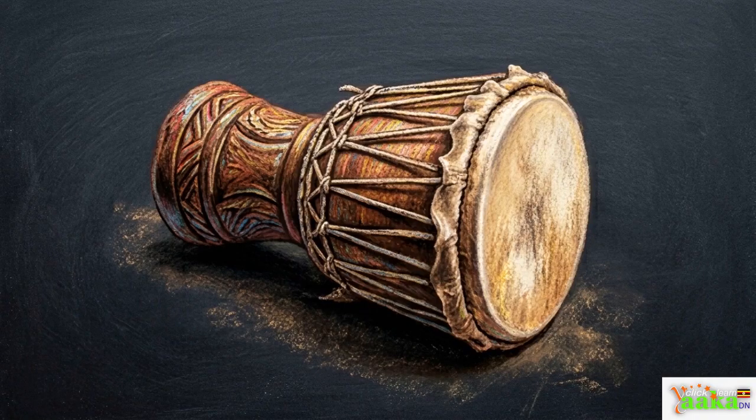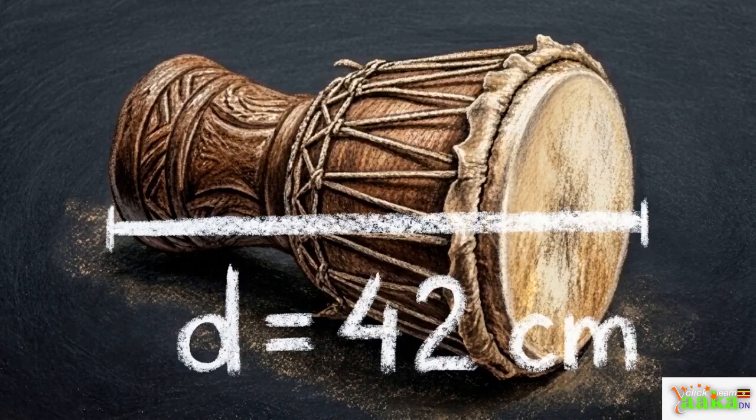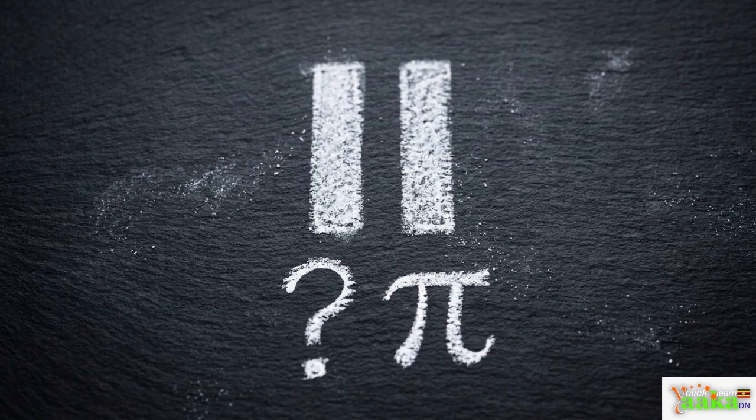Consider this ngoma drum. If we need the surface area of the leather drumhead, but we only have a diameter measurement of 42 centimeters, we have to adjust our approach. Pause the video here. Using 22/7 for pi, find the radius first, and then calculate the total area.